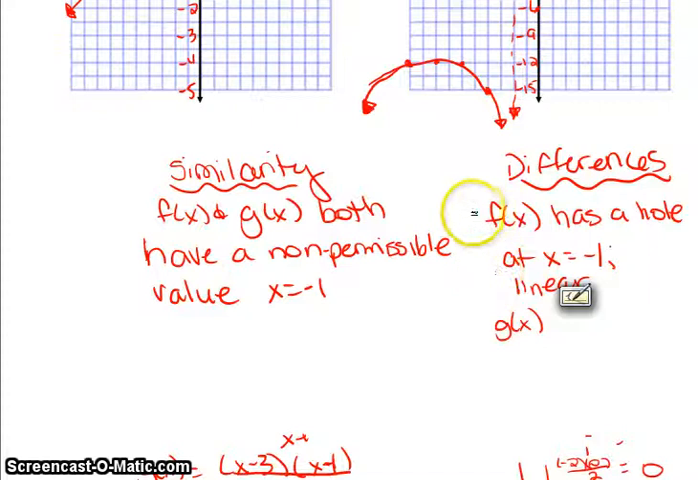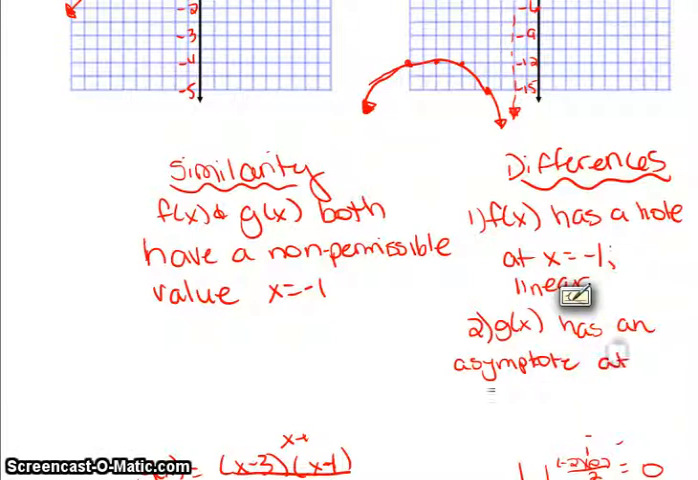Okay? So we can label this 1 and 2. So then g of x, this one has an asymptote, and that one is at x is equal to -1. And it's non-linear. I'm not going to get into the naming of different graphs. It's not quadratic. So we can just say that this one is non-linear. Okay?